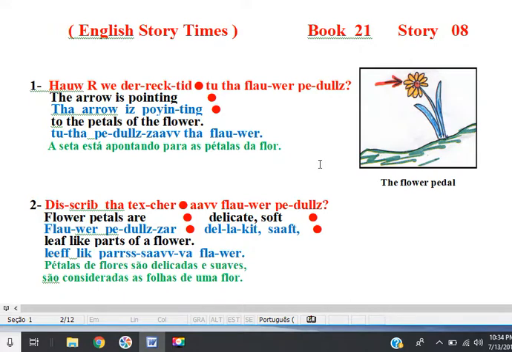Line 1. The arrow is pointing to the petals of the flower. How are we directed to the flower petals? Well, the arrow is pointing to the petals of the flower.